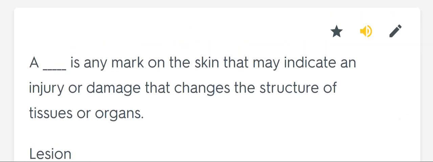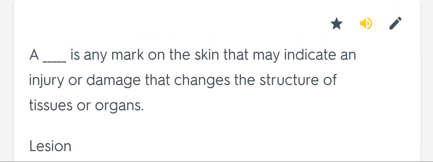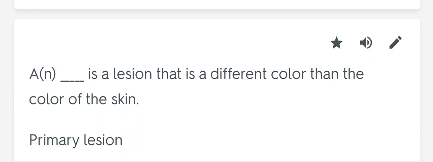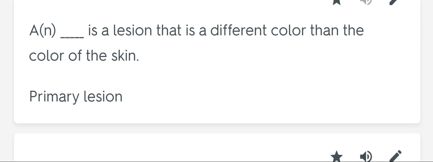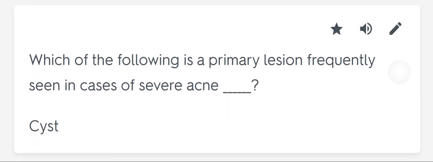A blank is any mark on the skin that may indicate an injury or damage that changes the structure of tissues or organs. Lesion. A blank is a lesion that is a different color than the color of the skin. Primary lesion. Which of the following is a primary lesion frequently seen in cases of severe acne? Blank. Cyst.